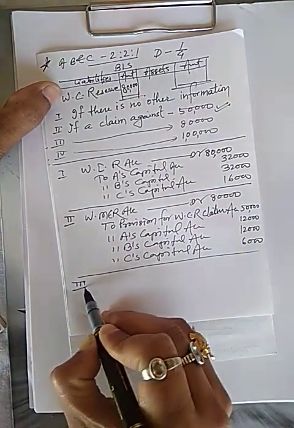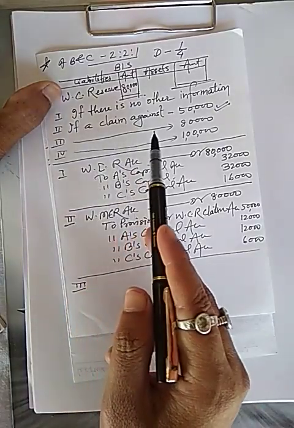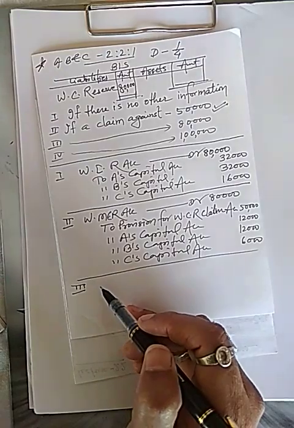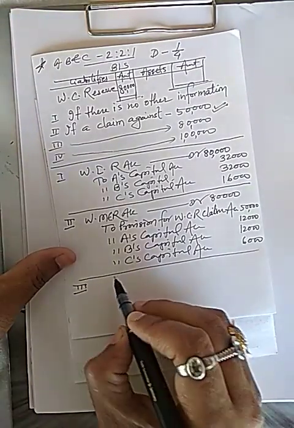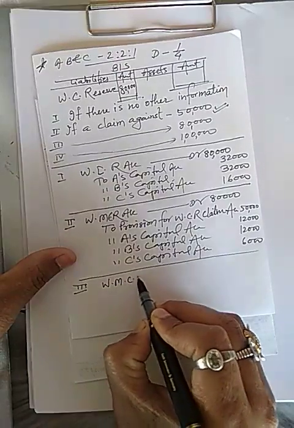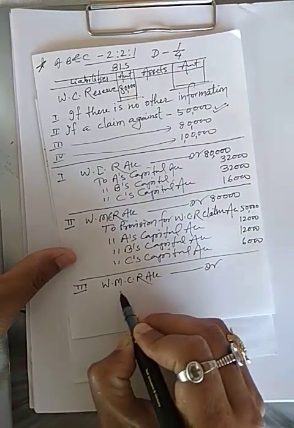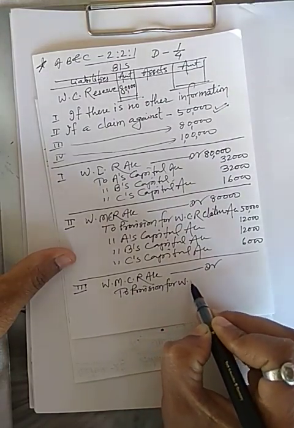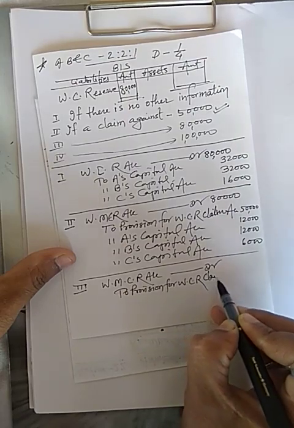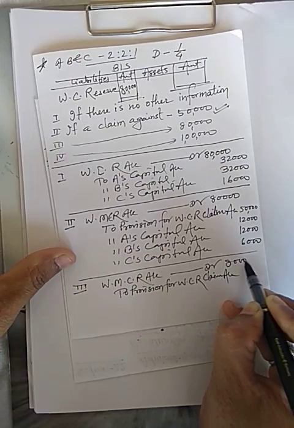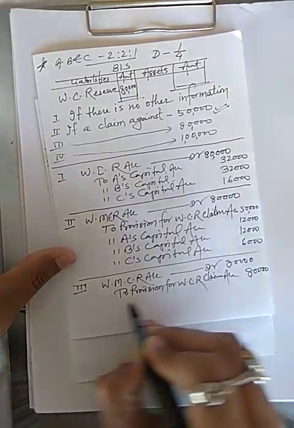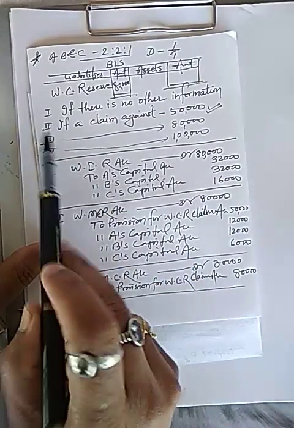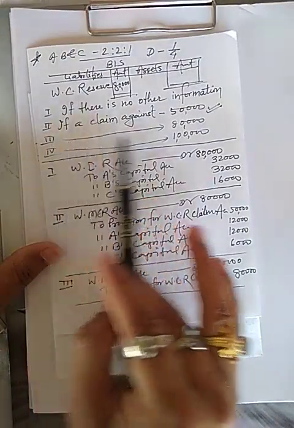Now the third case is if the claim against it is rupees 80,000. The journal entry will be workman compensation reserve account DR to provision for workman compensation reserve claim account, 80,000 and 80,000. No remaining balance is left for the partners, so I will debit all the liability and credit the claim against it.